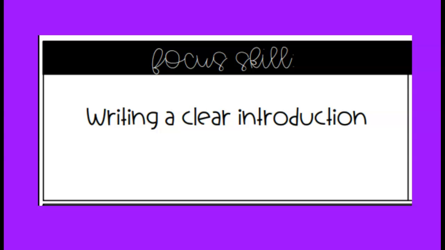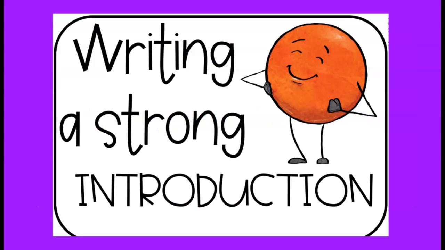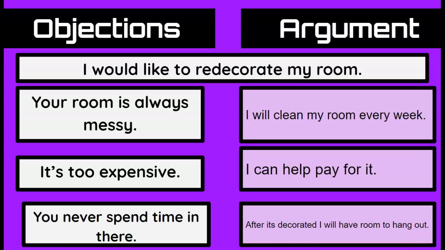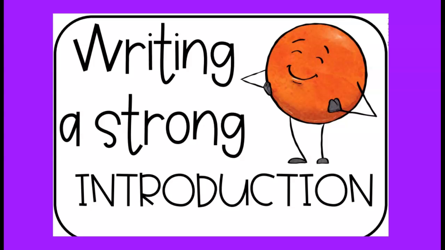Today we're going to be looking at writing a clear introduction for our persuasive writing. Now, we want our introduction, the first thing that our readers read, to be really strong, so then they want to keep reading. The very first thing we are going to do in our introduction is clearly state our point of view. Last week, when we looked at arguments and objections, we talked about trying to convince our parents to get a pet, and you chose whatever pet you wanted. Today we're going to use those to start our introduction.